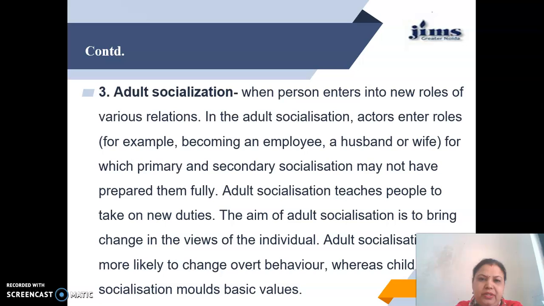Third one is adult socialization. When a person enters new roles in various relations, for example, becoming an employee, a husband or a wife, for which primary and secondary socialization may not have prepared them fully. Adult socialization teaches people to take on new duties and responsibilities. The aim of adult socialization is to bring change in the view of the individual. Adult socialization is more likely to change overt behavior, whereas child socialization molds basic values.